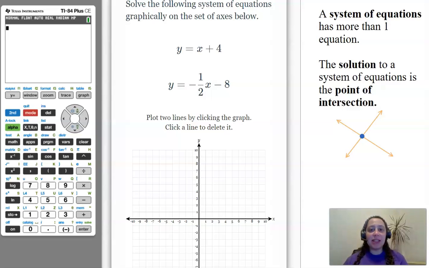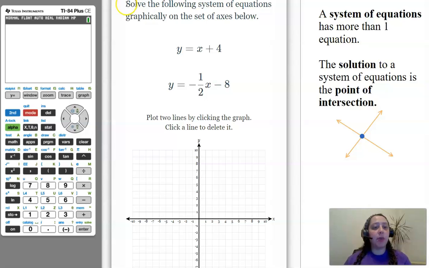Hi mathematicians, in this video we're going to learn how to graph and solve systems of equations using the calculator. So first, a system of equations has more than one equation. So this is an example of a system of equations because we have one equation here and the second equation here. The solution to a system of equations is the point of intersection, where the two lines touch or connect.